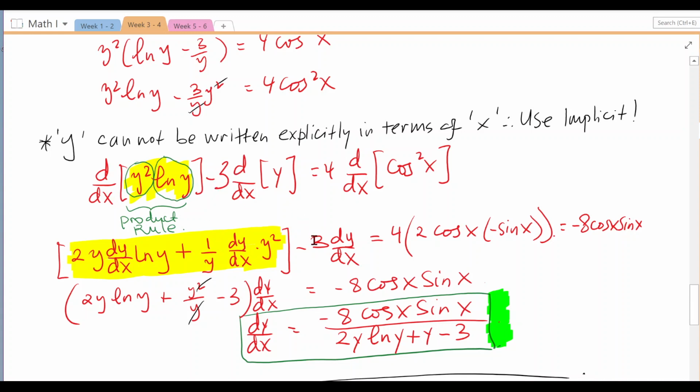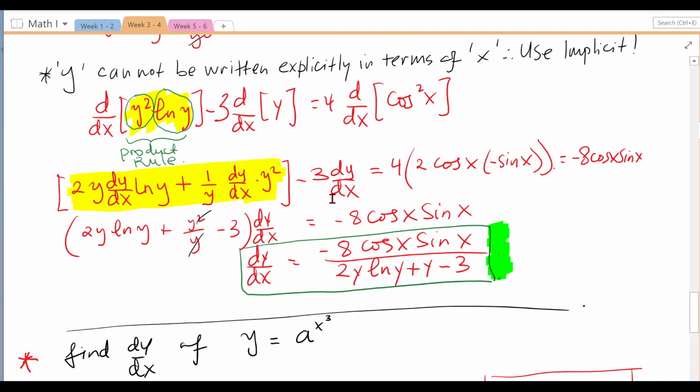Moving on, it becomes negative 3 dy/dx, equal sign, and the derivative of cos squared x with respect to x is simply 2 times cos x times the derivative of cos x, which is negative sin x. So that's what we have here. So overall this becomes negative 8 cos x times sin x.